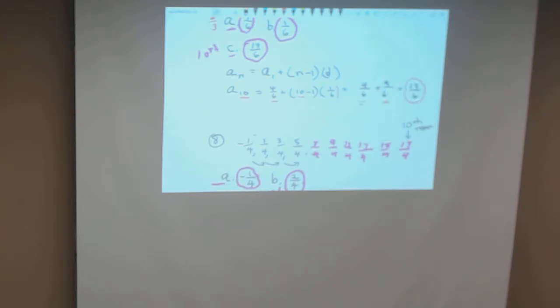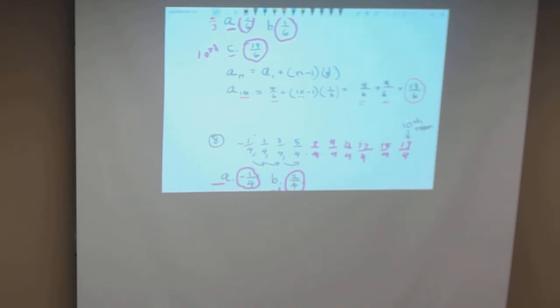Number 8. And I know some of them, you say, I don't see it. Well, if it's a fraction, rearrange it where you can get enough common denominator stuff where you can see it. Number 8 says negative 1/4, and then 1/4, and 3/4, and 5/4.